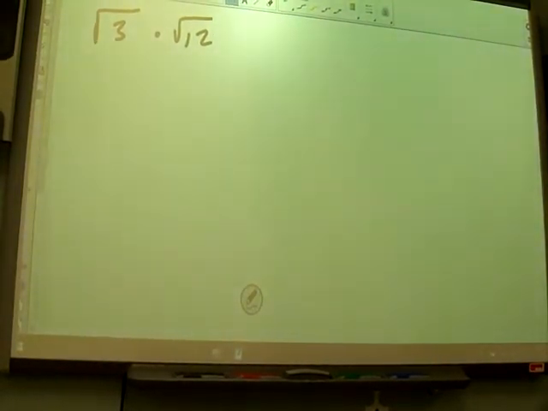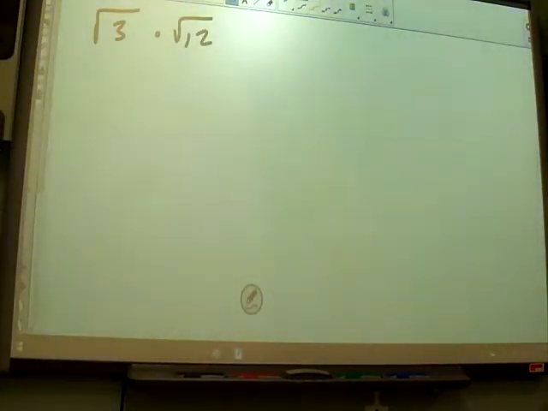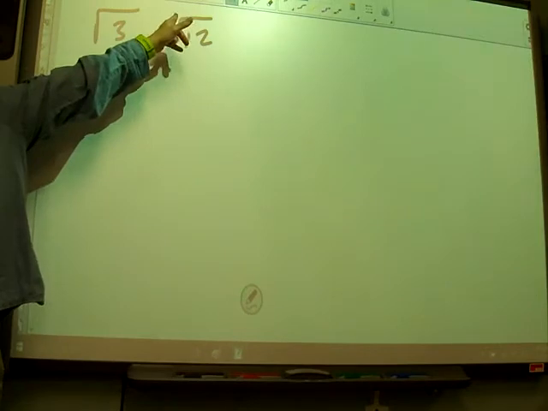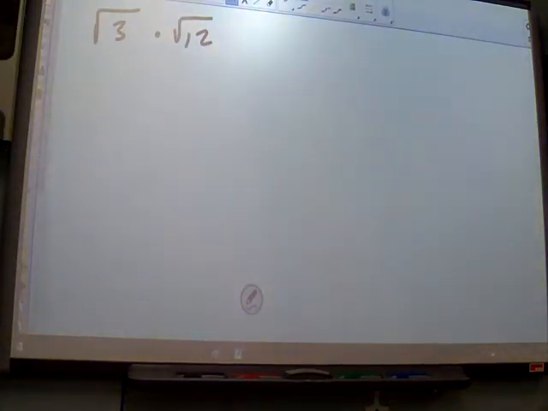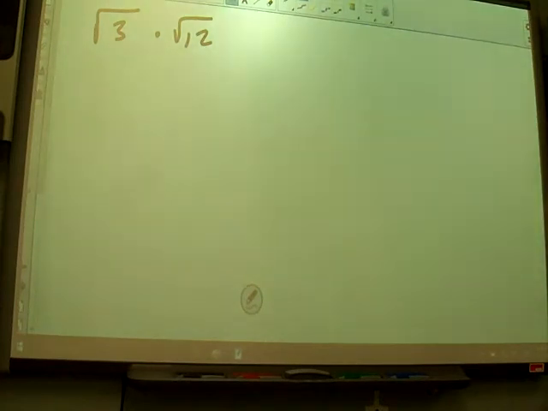When your root index is the same, you can just do the operation underneath it. This is a square root and this is a square root, so it's the same. If I had a square root and a cube root, it wouldn't be the same, and I couldn't do anything. But since they're both the same, square root times square root, my answer will be a square root. And since this is multiplication, I do 3 times 12.